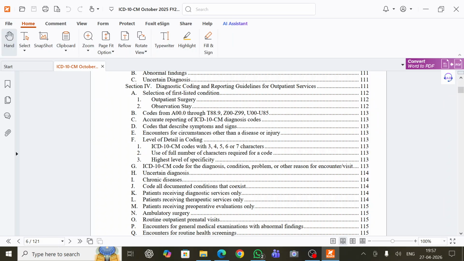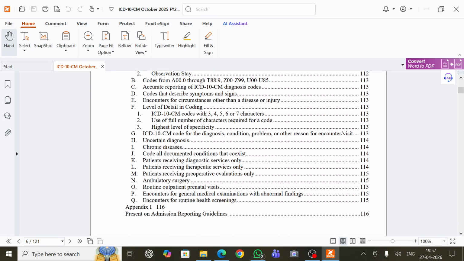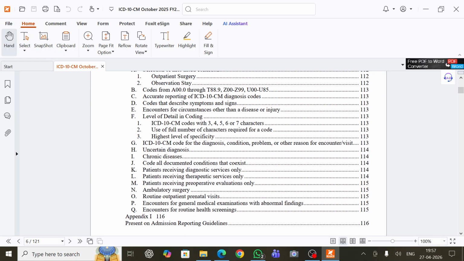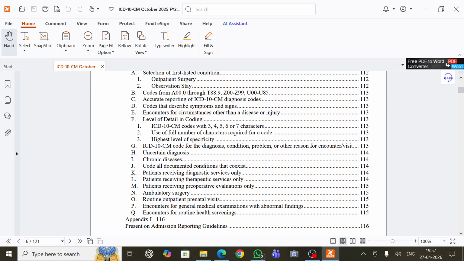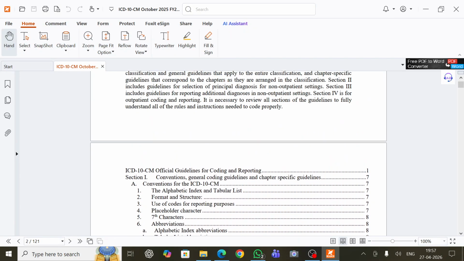So basically these four sections are in HCC medical coding or ICD-10. The major part is section one because it covers all the guidelines. The remaining three are minor parts.